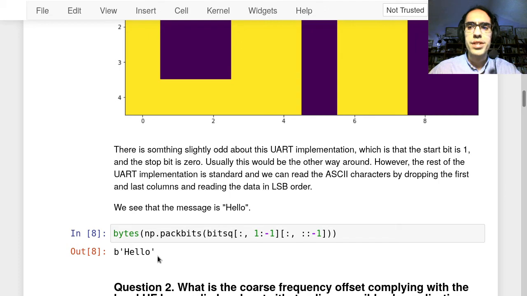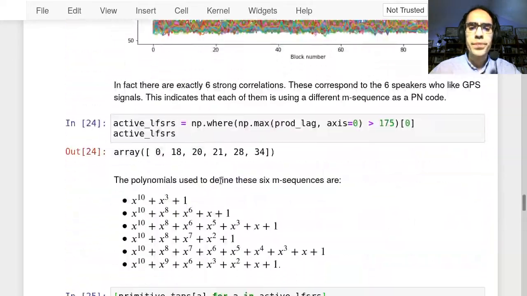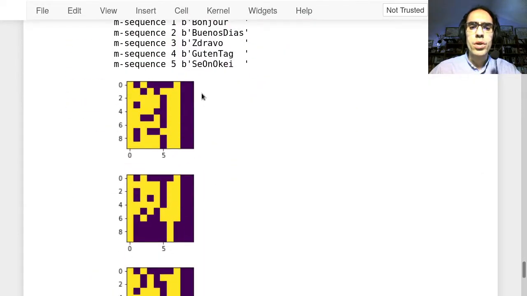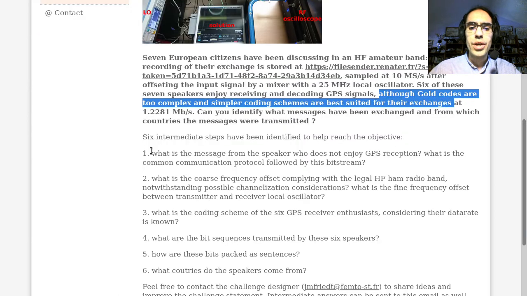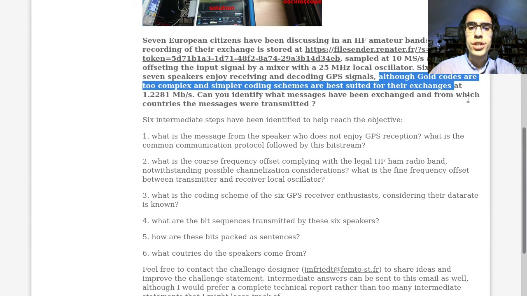So, well, that's awesome. Let's try to pull this trick with the CDMA data. So when we go to the CDMA data, we have the same, we have these matrices here in blocks of 10 bits, and when we plot the ASCII data here, we see buongiorno, bonjour, buenos dias, zdravo, guten tag, and seonke. So those are greetings in different European languages, which actually makes a lot of sense if we go again and read the challenge messages exchange which countries.